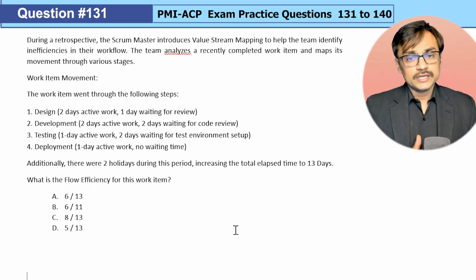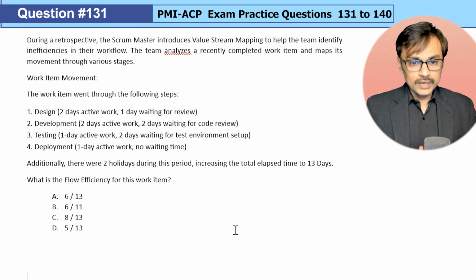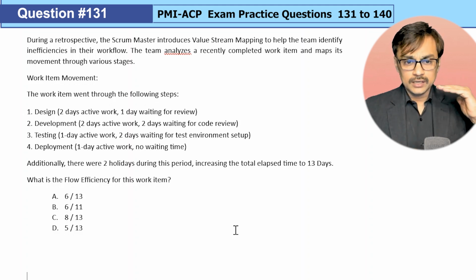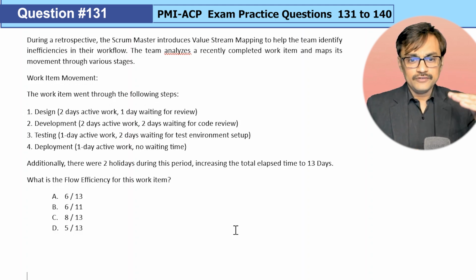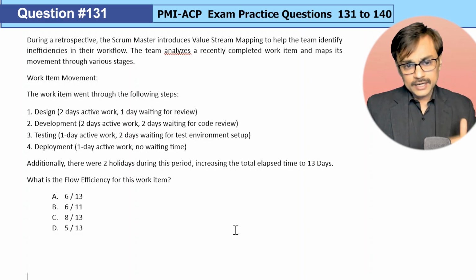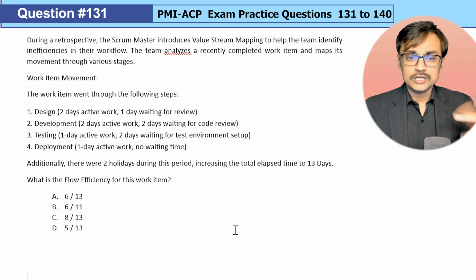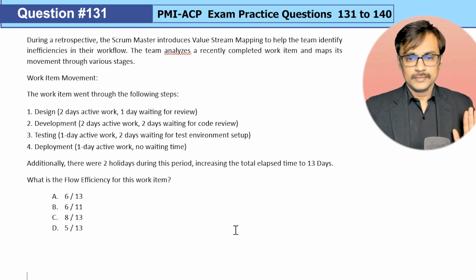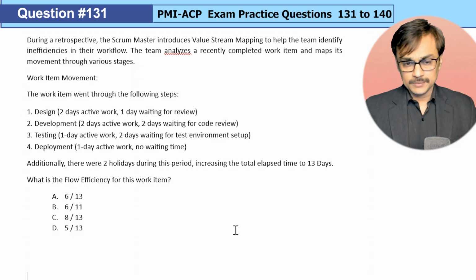Now, in this particular case, one of the easiest things we can identify is the value added time, the active time. So design 2, development 2, testing 1, deployment 1. I can fairly say that this total comes to 6. So when I look at options A, B, C, D, I only focus on options A and B because the value added time is clearly 6. So I need to choose something between A and B.